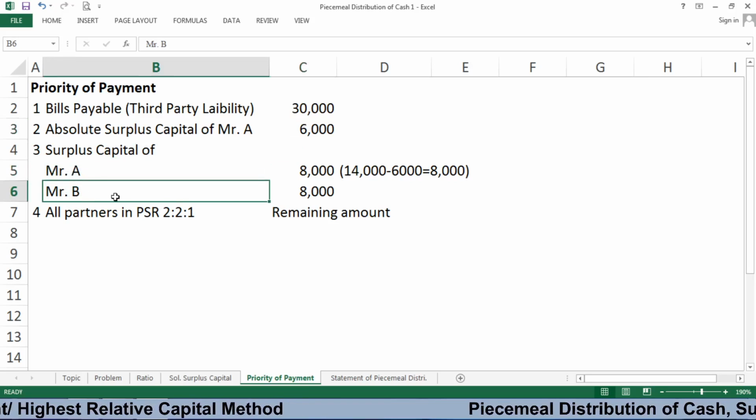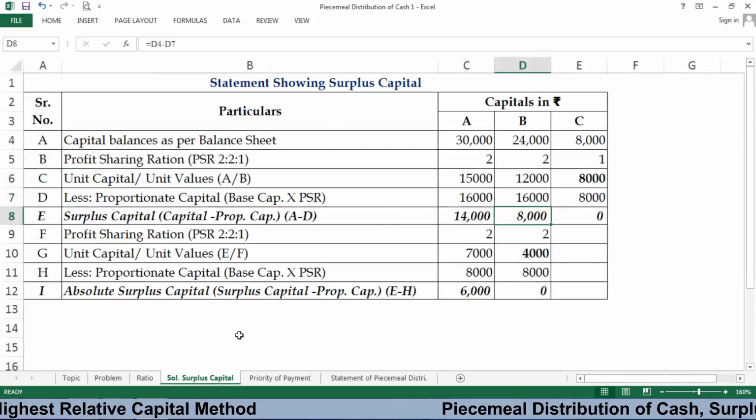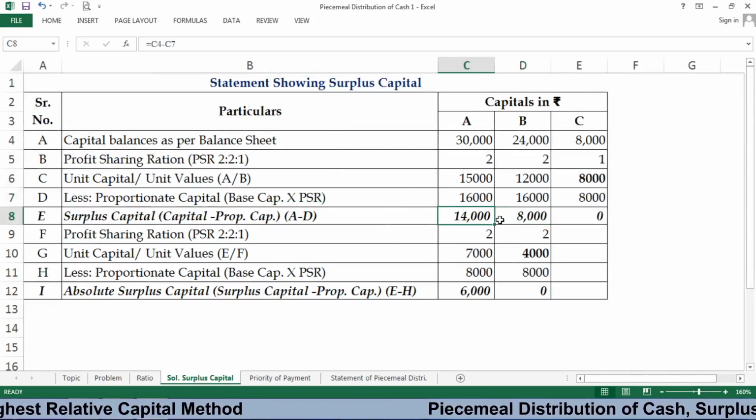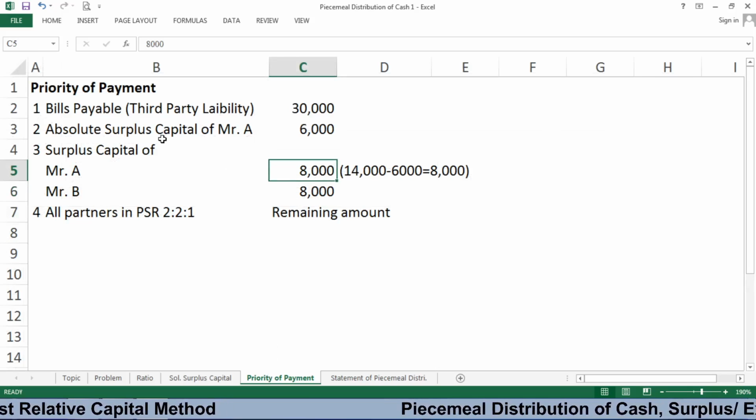Now in the next step, the next priority, we have to pay Mr. A and Mr. B 8,000, 8,000, that is equal amount. Actually, the surplus is 14,000 and 8,000, but we have already paid to Mr. A 6,000. Out of 14,000, he already gets 6,000. That means 6 plus 8 equal to 14. So in this step, he will get rupees only 8,000.